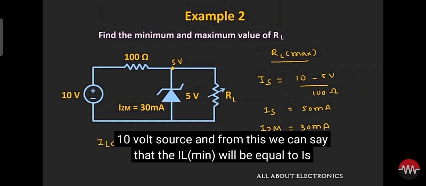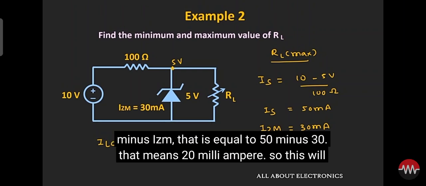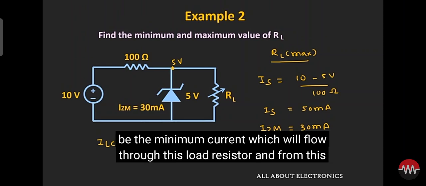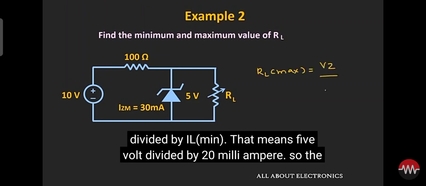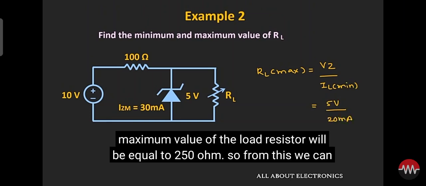that the IL minimum will be equal to Is minus IZM, that is equal to 50 minus 30, that means 20 milliampere. So this will be the minimum current which will flow through this load resistor, and from this we can say that the maximum value of the load resistor will be equal to Vz divided by IL minimum, that means 5 volt divided by 20 milliampere. So the maximum value of the load resistor will be equal to 250 ohm.